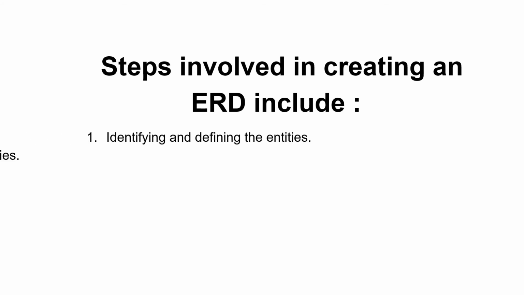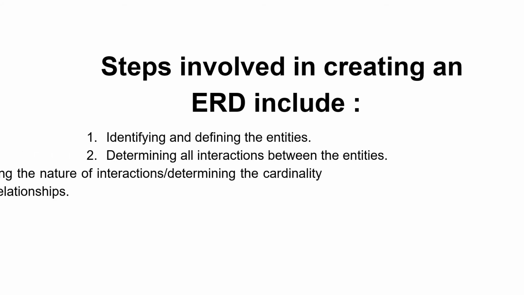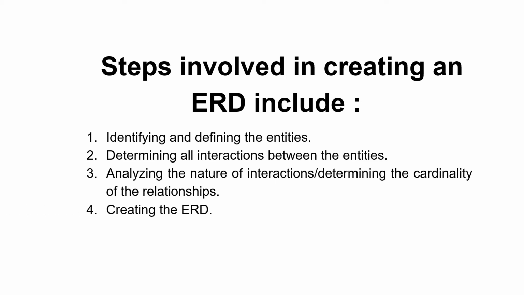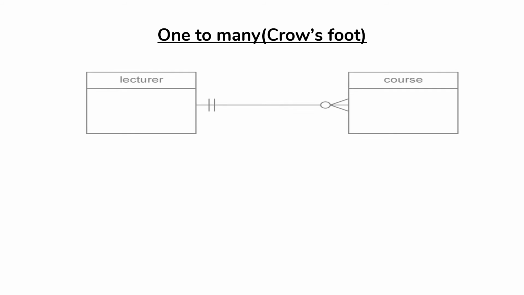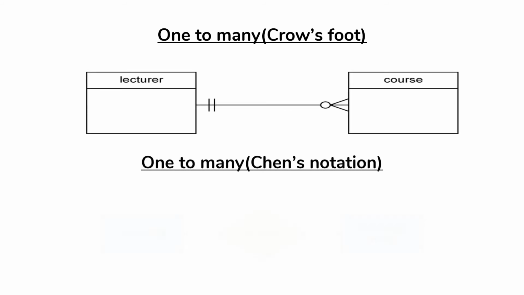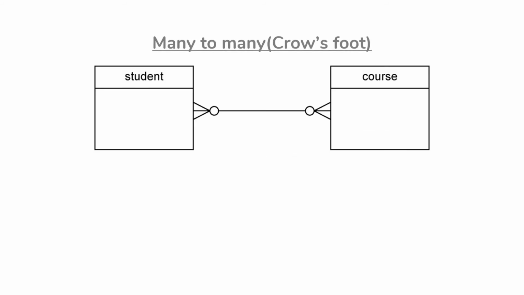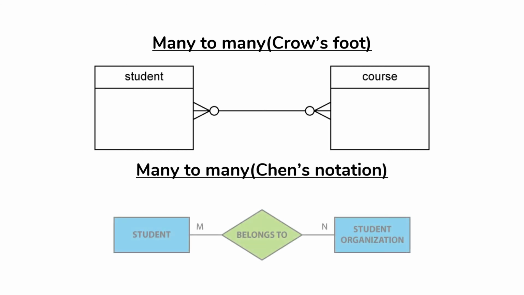identifying and defining the entities, determining all interactions between the entities, analyzing the nature of interactions, and lastly but not least, creating the ERD. These are the examples of one-to-one crow's foot and chen notation. Next up is the one-to-many crow's foot and chen notation. And for the finale, it's the many-to-many crow's foot and chen notation.